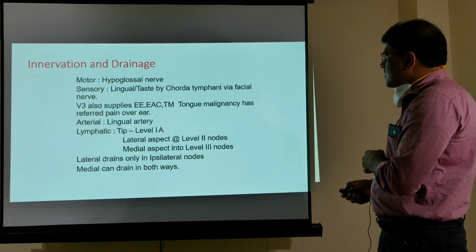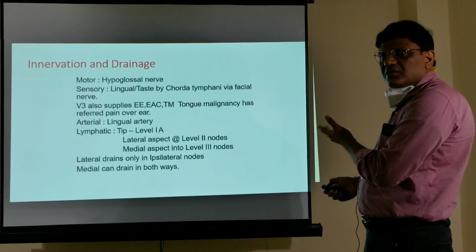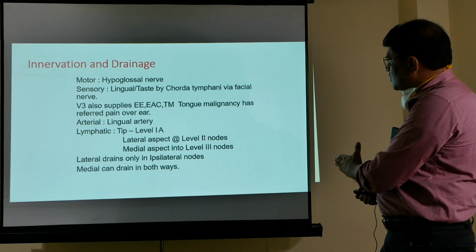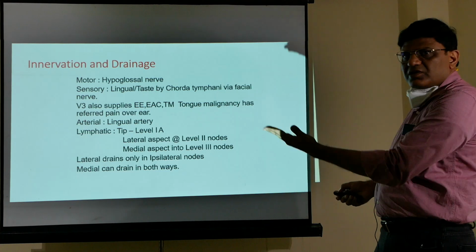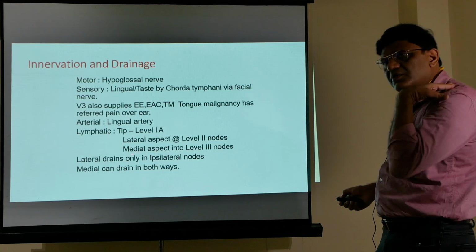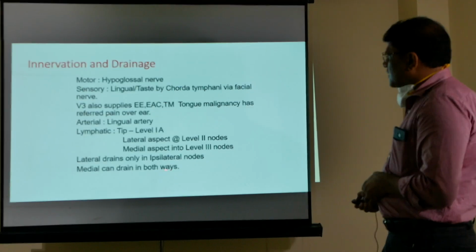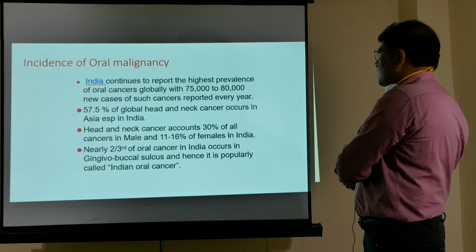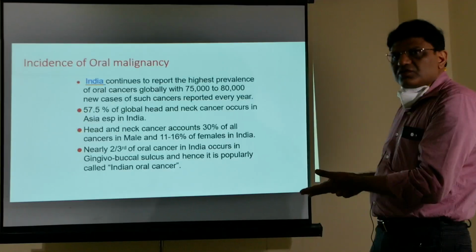Lymphatic drainage: from the tip it goes to level 1A, the submental lymph nodes. Then the lateral aspect of the tongue goes to level 2, and the medial aspect to level 3. The lateral drains only ipsilaterally, meaning the same side lymph nodes. The medial can drain both ways, meaning the same side or the opposite side too. Right?